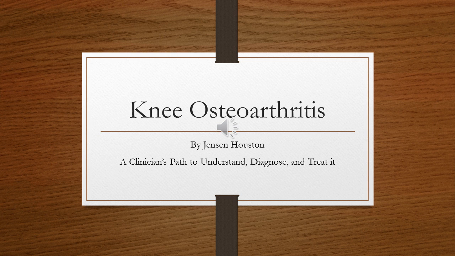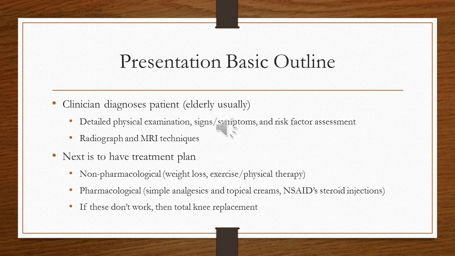Knee Osteoarthritis by Jensen Houston, a clinician's path to understand, diagnose, and treat it. Clinicians will note the signs and symptoms they see on the patient and then have the patient take a radiograph and/or MRI of the affected knee joint. Risk factors for the clinician to be aware of include sex, genetics, and obesity.